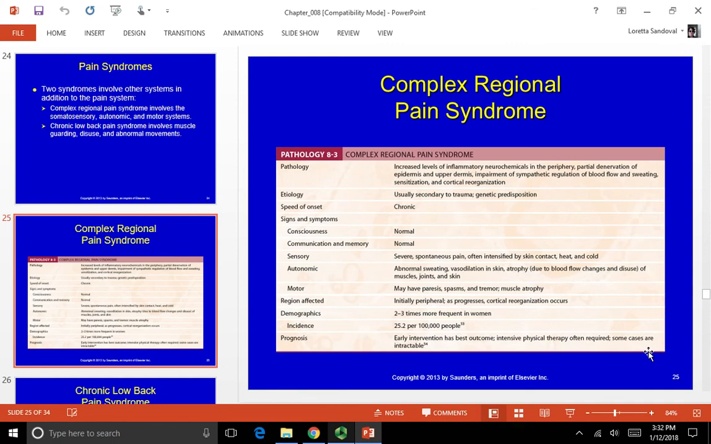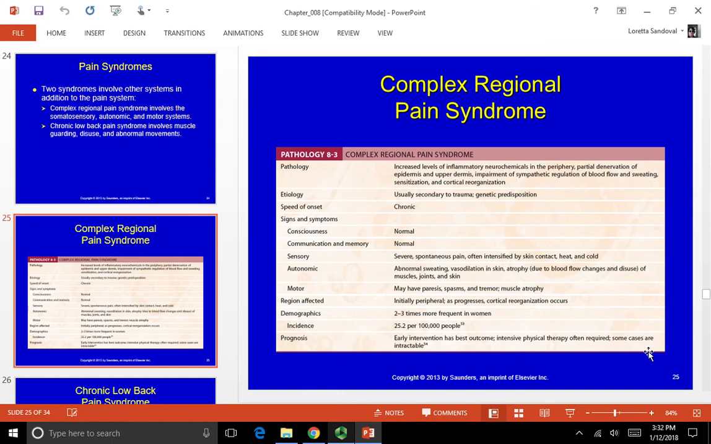It used to be called reflex sympathetic dystrophy. That's kind of the old name for it. But the term regional indicates that the signs and symptoms present in a regional distribution rather than a peripheral nerve or nerve root distribution. So it's going to be like one upper limb or one lower limb rather than a peripheral nerve distribution. So usually the signs and symptoms are worse distally, and they affect either the entire hand or foot. And it's sort of an aberrant response to trauma. Even minor trauma can cause complex regional pain syndrome.